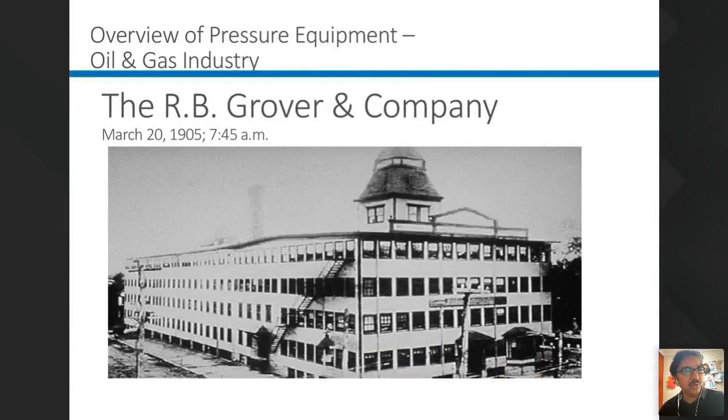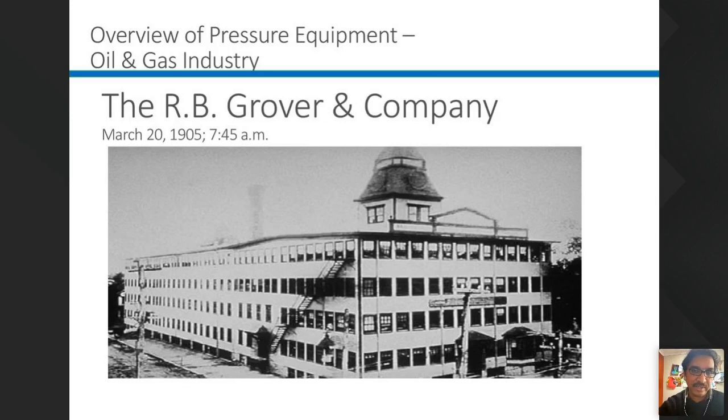See, what you see is a picture of a factory in America in the year 1905. It says March 20, 7:45 a.m. It's a four-story building, and they used to make shoes, the Grover shoe factory. At the ground level of the building, they had a boiler. A boiler is a pressure equipment, and it was not attended for a long time. The boiler lost the control, like temperature sensing control. So because of overheating, the boiler suddenly blew apart and rocketed up through the 4 floors.